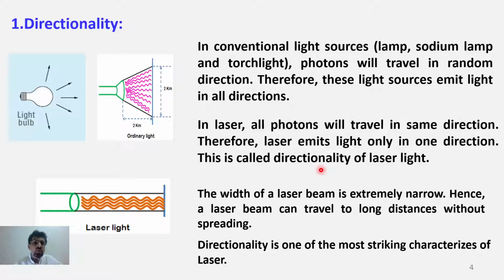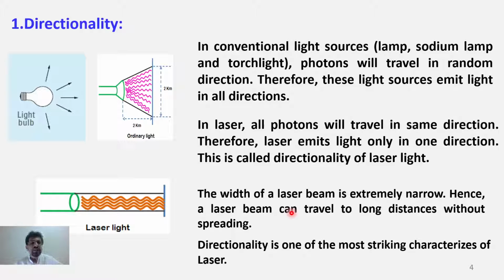But in case of the laser, all photons travel in the same direction. Therefore, the laser emits light only in one direction, and due to that, this is called the directionality of a laser light. Now see here, this is the laser source, it emits the laser light. We can see here, all photons are emitted in the same direction, and due to that, it is called the directionality of a laser light.